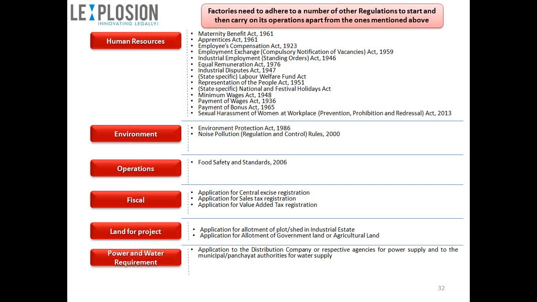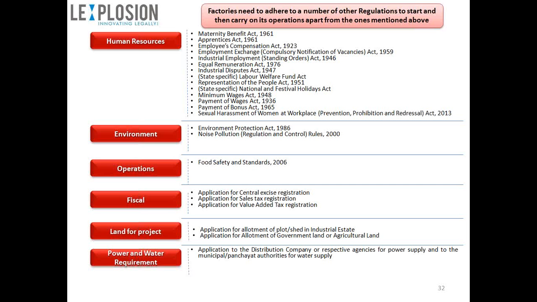If you are starting your factory in an industrial estate, you need to ensure that you apply, and that you have sanctioned a particular plot or shed in the industrial estate, so that you need to follow certain compliances. You need to ensure that you have the requisite ability to follow those compliances in terms of your financial capital, your financial wherewithal, and prior experience. Similarly, for application for allotment of government land or agricultural land, you will have to apply with proof of your ability to fund the project and be able to run the project.